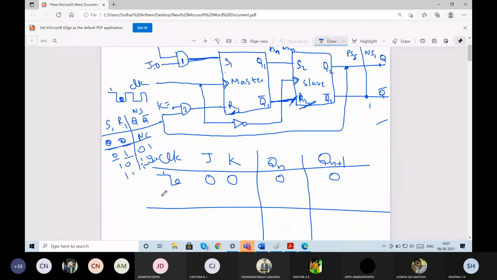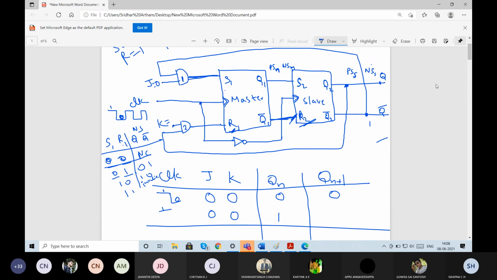Okay, next, again I'm taking clock is equal to 1, J value is equal to 0, K value is equal to 0, but my present state is 1. Okay, so for this state I will analyze. Hope this will help you to understand better. So the present state is 1. The output is 1. So if Q is 1, Q bar will be equal to 0.